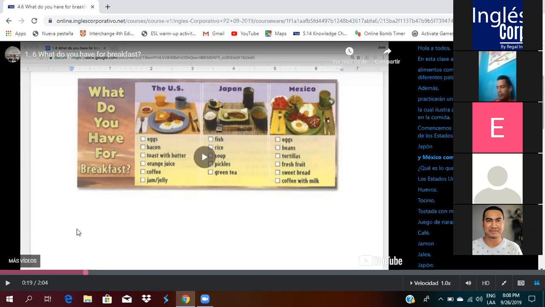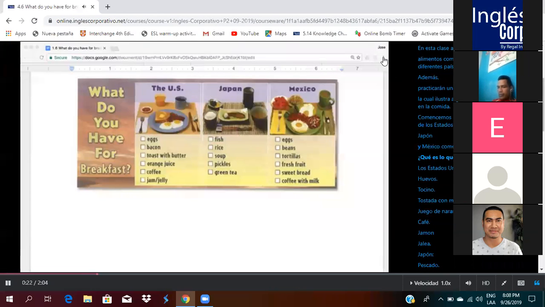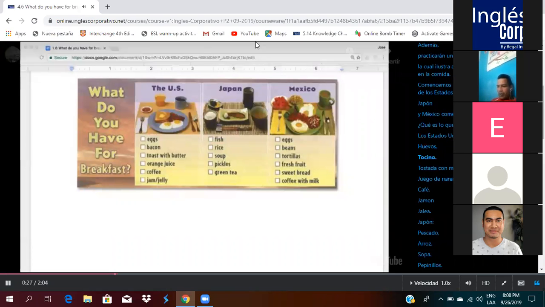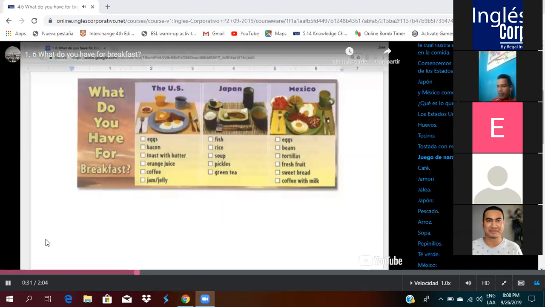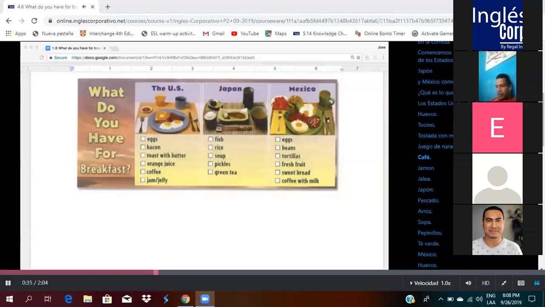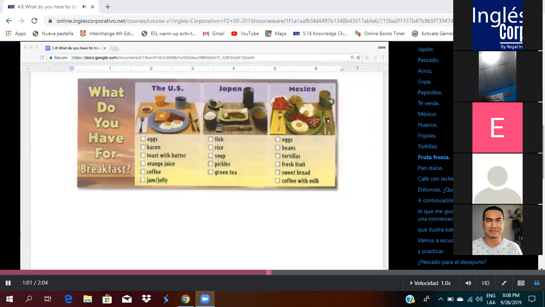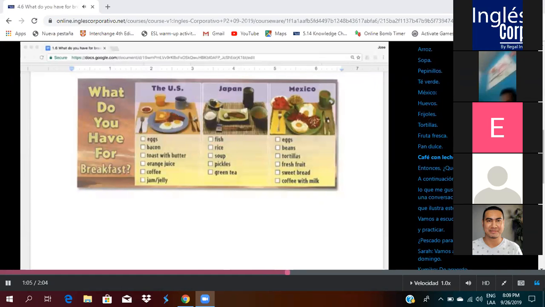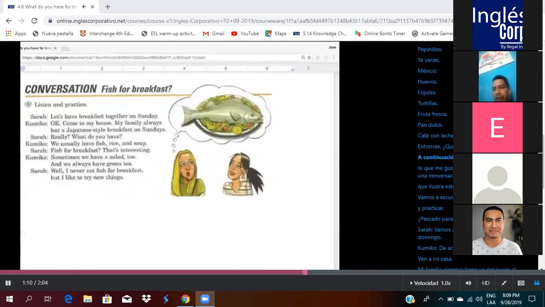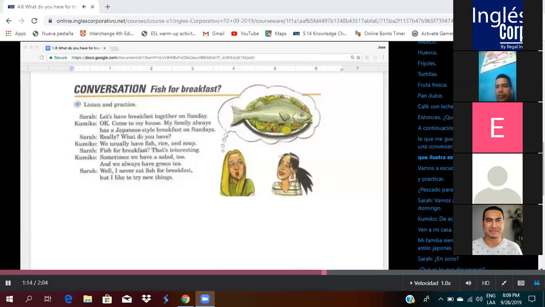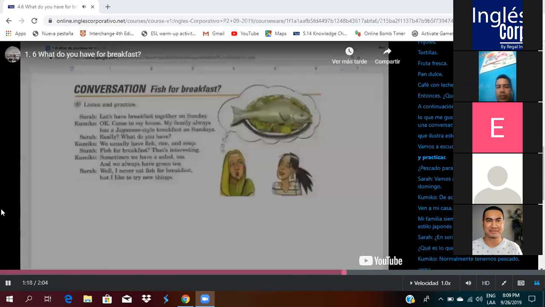All right, listen, please. What do you have for breakfast? The U.S. Eggs. Bacon. Toast with butter. Orange juice. Coffee. Jam. Jelly. Japan. Fish. Rice, soup, pickles, green tea. Mexico, eggs, beans, tortillas, fresh fruit, sweet bread, coffee with milk. What do you have for breakfast? Next, what I would like for you to do is to listen to a conversation which illustrates the topic. Let's listen and practice.